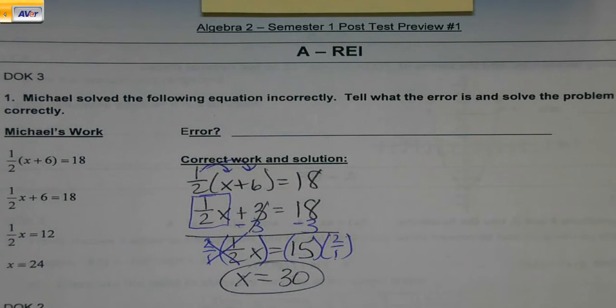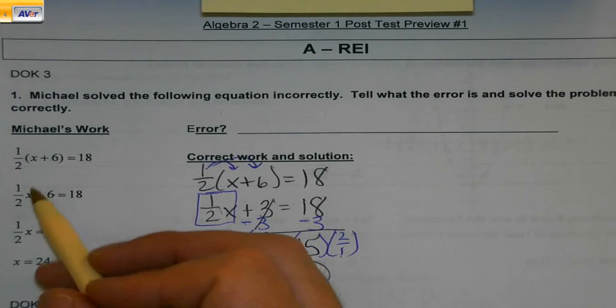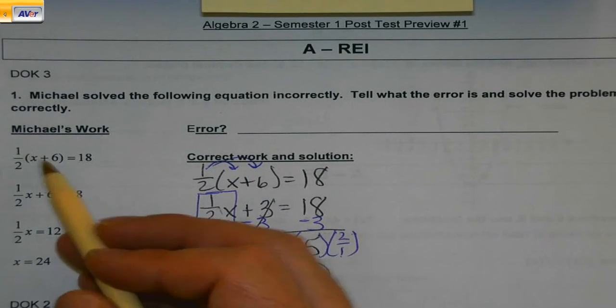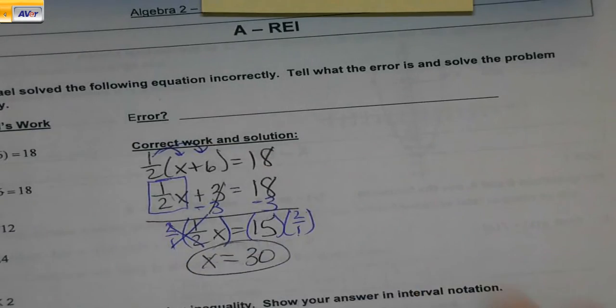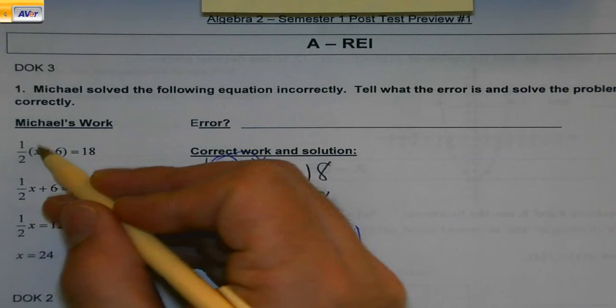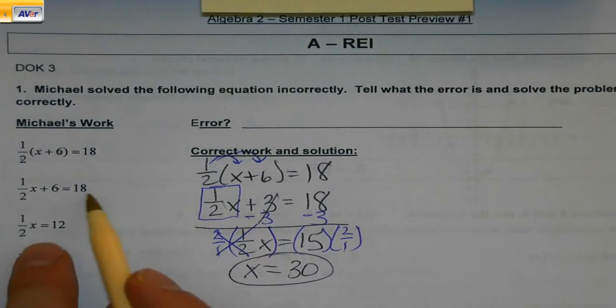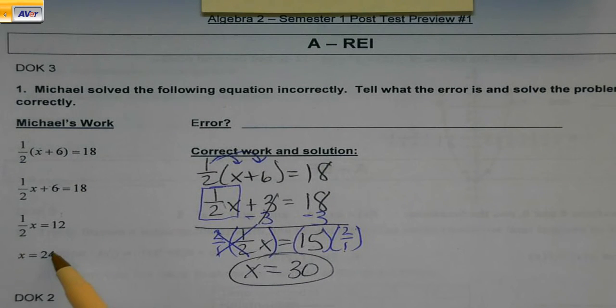So now I can look at Michael and see what happened here. All right, so we've got the same, ooh, these aren't the same. Okay, what happened here? Oh, it looks like, I wonder if Michael forgot his parentheses normally, because I see they're here, but I notice that if he distributed, he didn't multiply the 1/2 by the 6, because we got 3 and he got 6. He did everything else right, though.